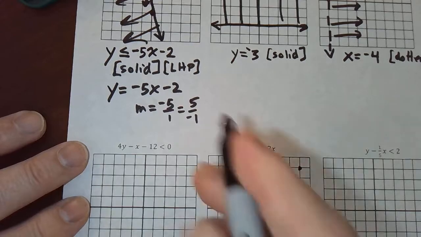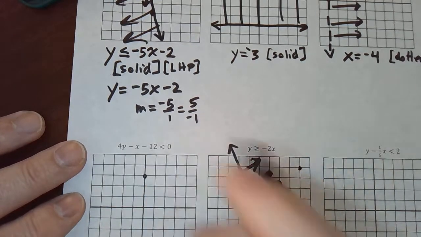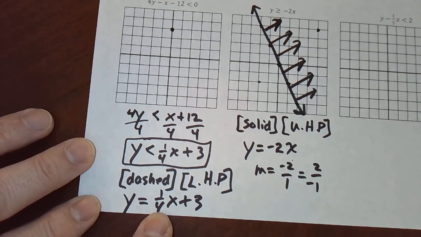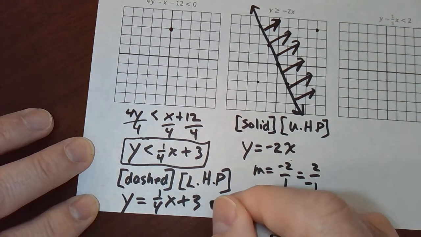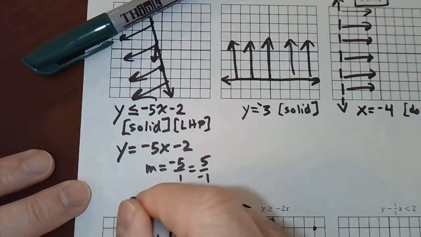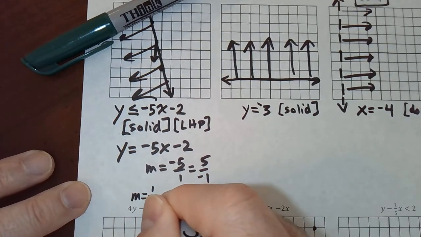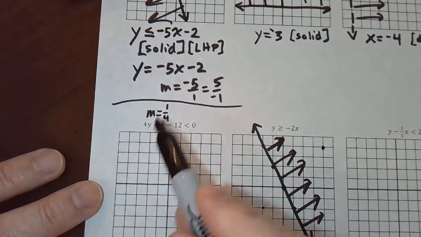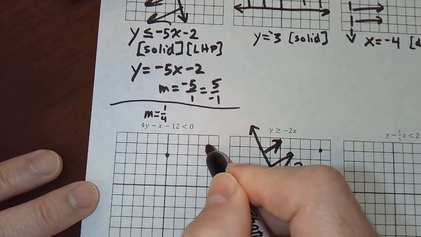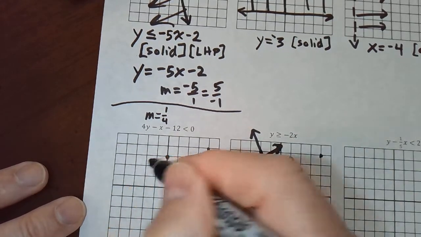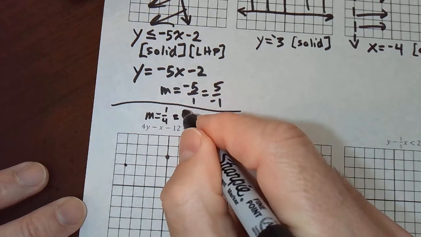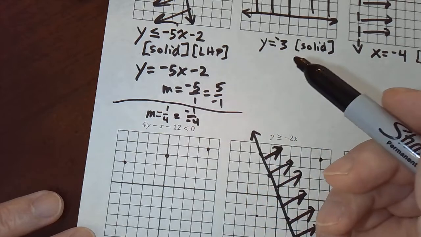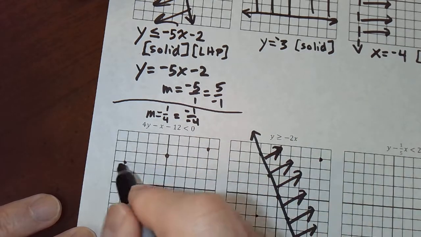So if 3 is the y-intercept, that's that point. And then what do we have? A slope of 1/4. So m, let me write it up here. m equals 1/4, so I'm going to go up 1 to the right 4, or I could go down 1 to the left 4, because that's also equal to negative 1 over negative 4. Remember, the negative signs cancel. So here's our line, and I need to use a dashed line.